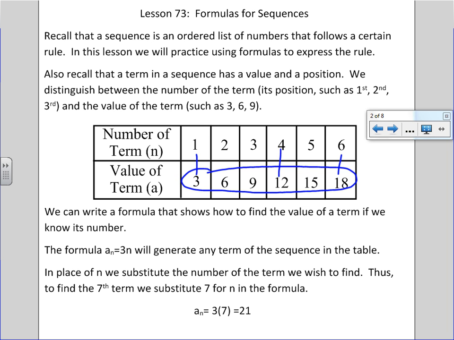We can write a formula that shows how to find the value of a term if we know its number. The formula a sub n equals 3n will generate any term in the sequence from this table. So this will get us any term from this sequence. In place of n, we substitute the number of the term we wish to find. Thus, to find the seventh term, we substitute 7 for n in the formula. If we're looking for the 15th term, we substitute 15 for n, etc.